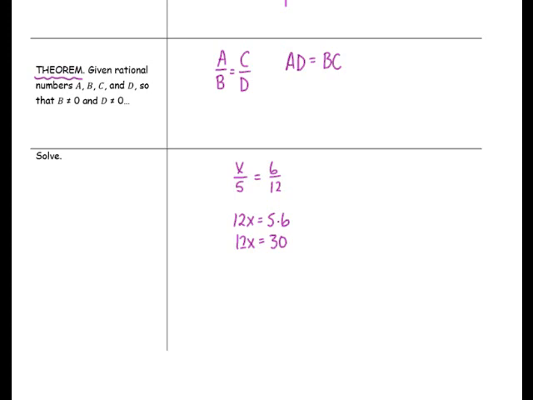Next, divide by the coefficient. The value of x is equal to 30 over 12. We can simplify that and write it as 5 halves. The value of x equals 5 halves. In this lesson, our work will be similar, but the numerator and or the denominator of the fractions will contain more than one term. But we will solve the kinds of problems in the same way.